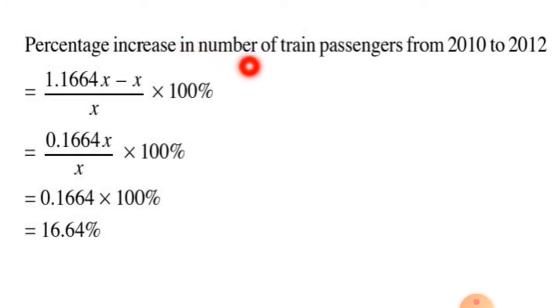Now the percentage increase in the number of train passengers from 2010 to 2012. This is the formula: amount of change over original value into 100 percent. So 1.1664x minus x, and over here we take x common because both have x. We cancel the numerator x with the denominator. It will remain only 0.1664 into 100 percent. When we calculate these two numbers, we will get the answer 16.64.